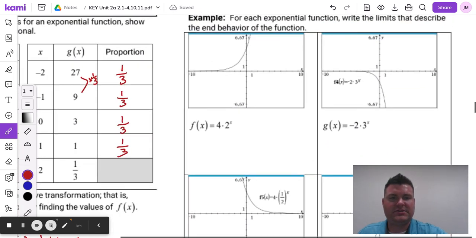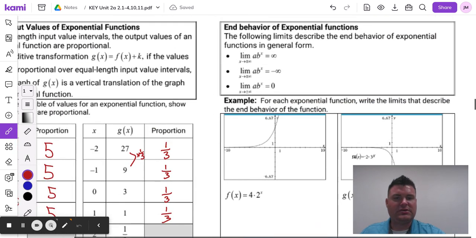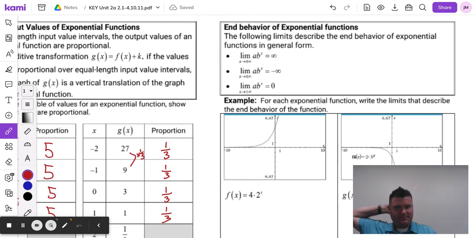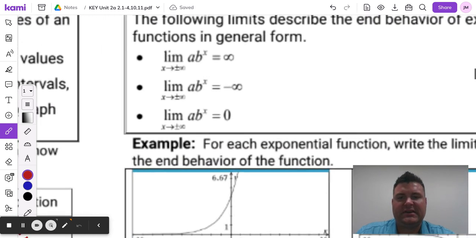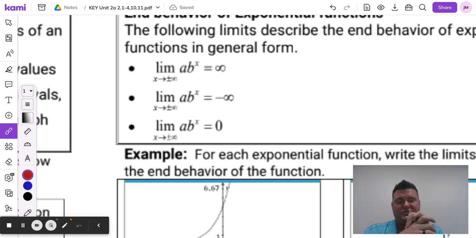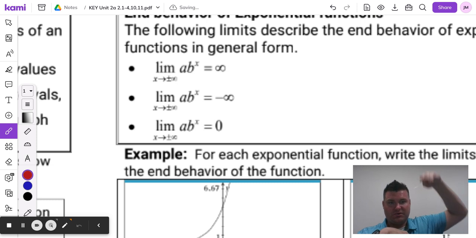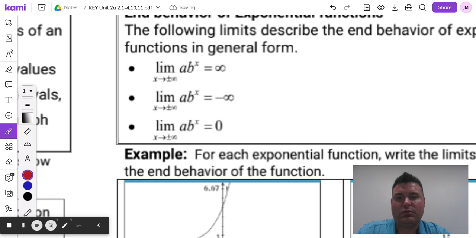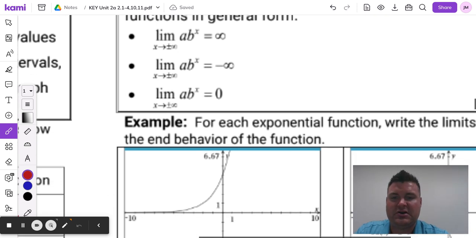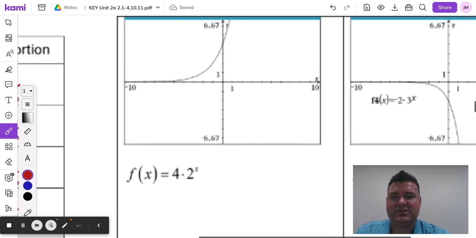Last thing here, which is going to be newer for us, is this limit notation. So, end behavior of exponential functions. This is all it's saying: end behavior for exponential functions. You're either going to have the exponential function go to infinity, go to negative infinity, or level out at 0, depending on where the asymptote is. So we're going to use our limit notations to describe all these 4 functions.